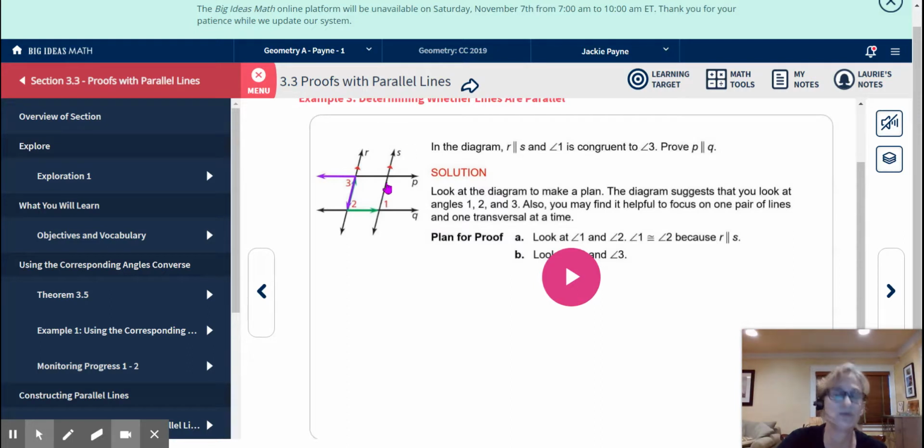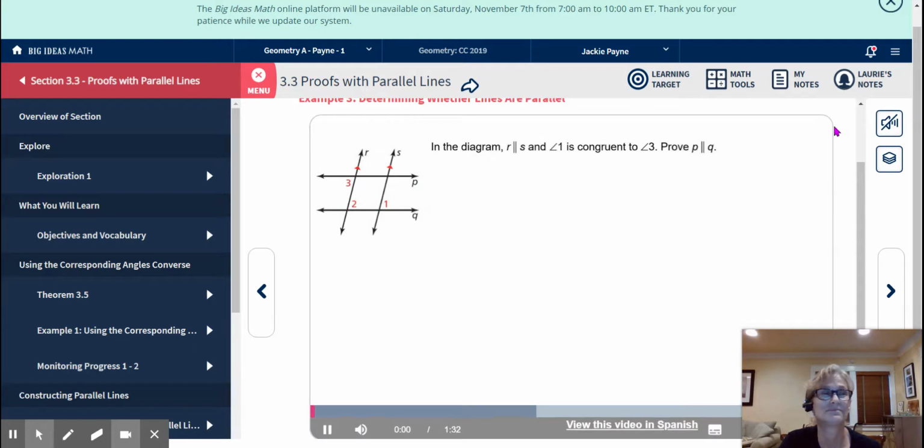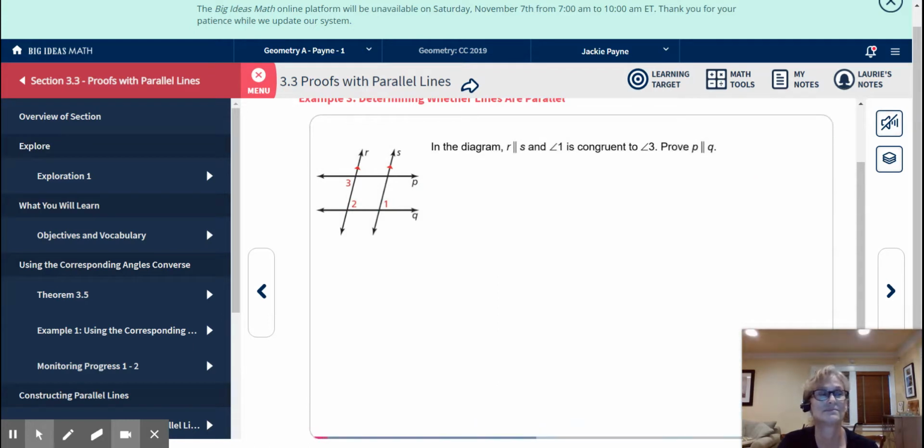The markings are only on R and S. You're going to show that P and Q are parallel. So there's only certain things you can assume. In the diagram, line R is parallel to line S, and angle 1 is congruent to angle 3. Prove line P is parallel to line Q.